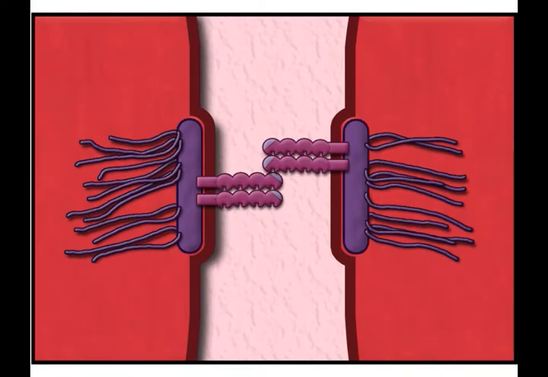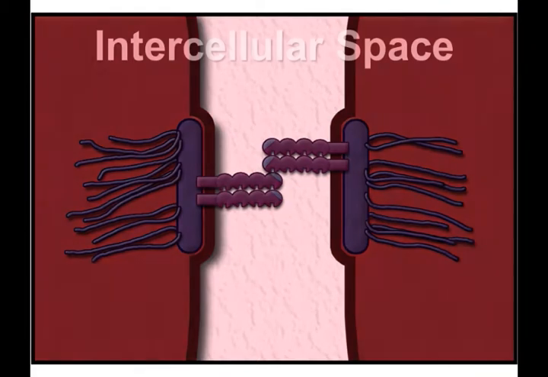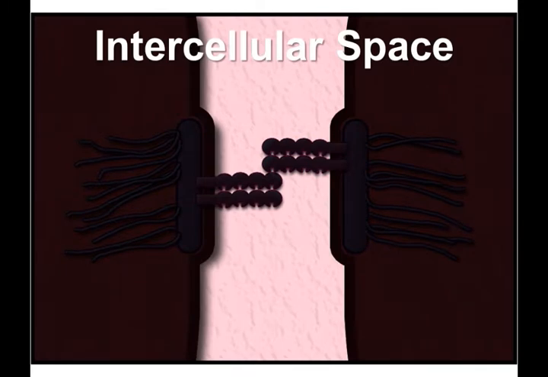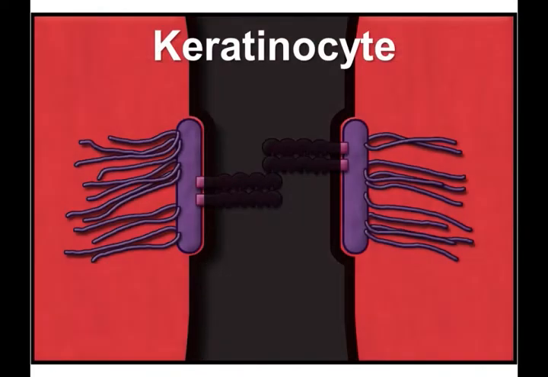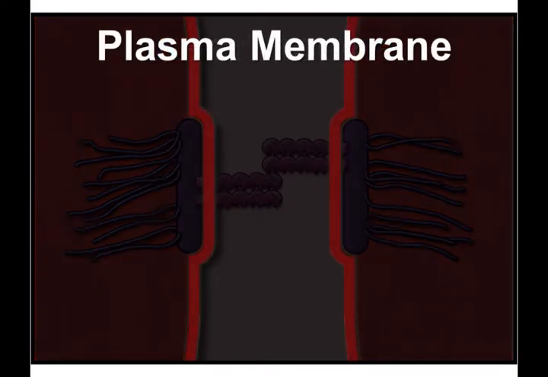Ultrastructurally, you have attachment plaques and fibrils. The intercellular space is where the 2 structures connect. And then there's the portion within the keratinocyte. The plasma membrane divides those portions of the structures.